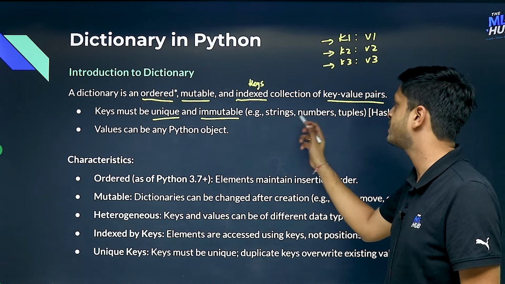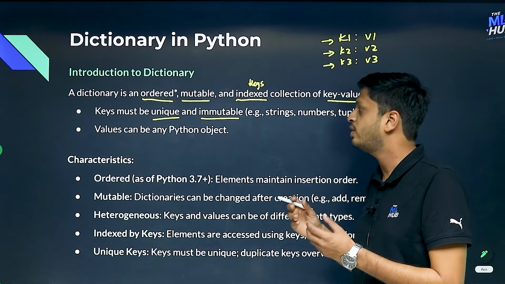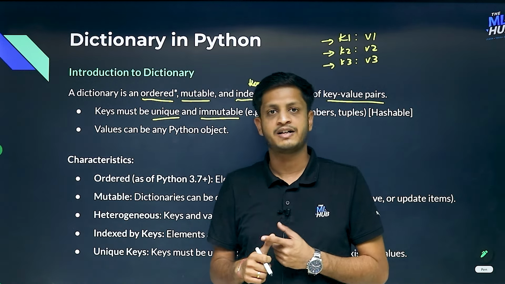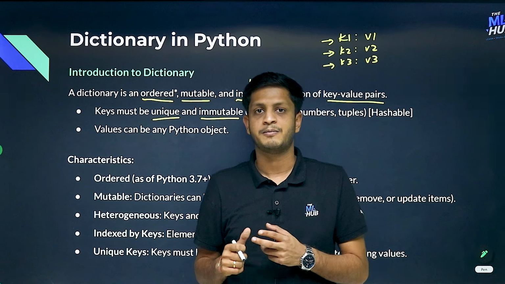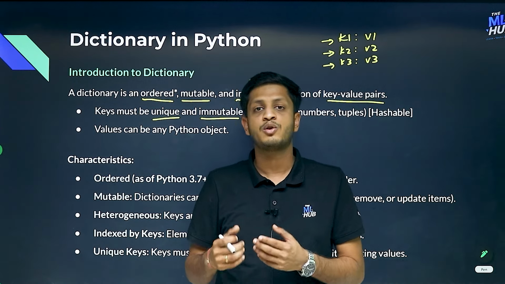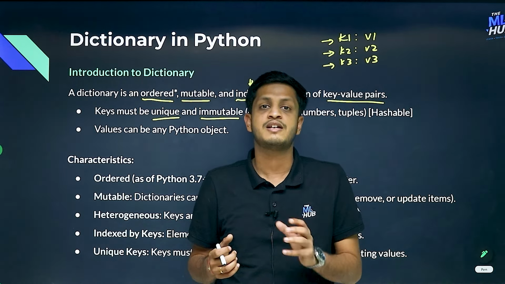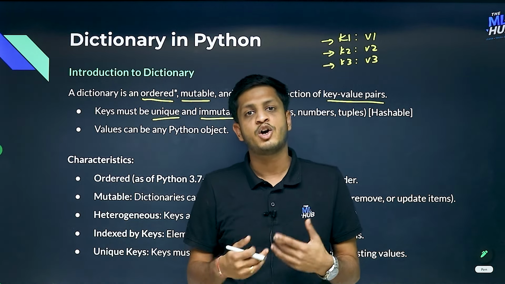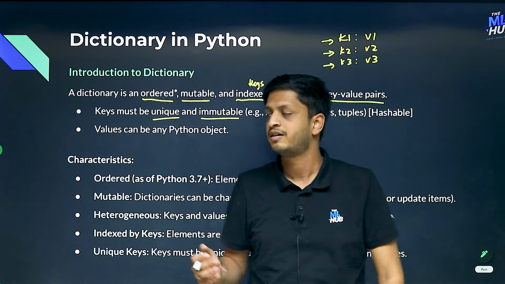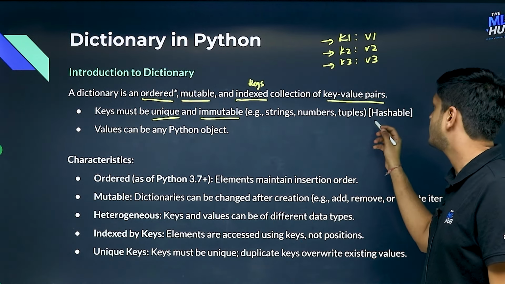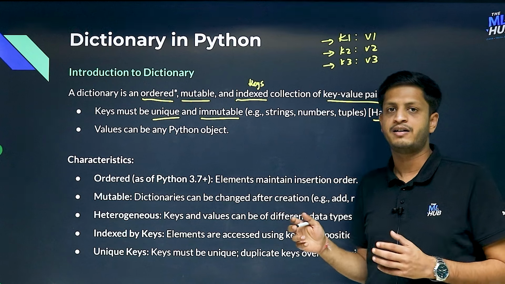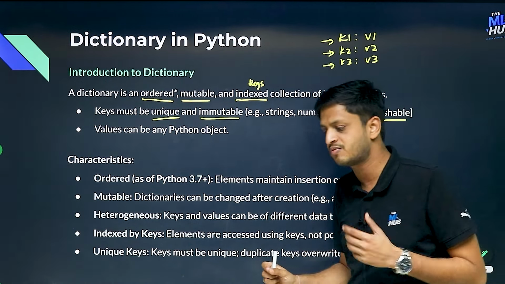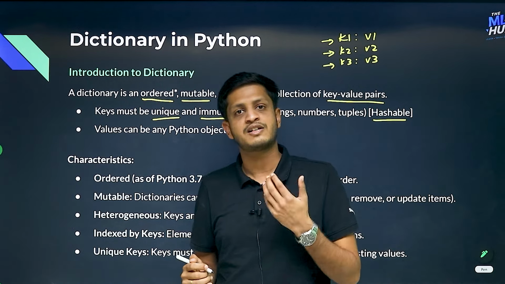Example: strings, numbers, tuples, etc. Only immutable objects are allowed. You cannot have a list as a key in a Python dictionary, or a set as a key, because lists and sets are mutable, and you also cannot have a dictionary as a key because dictionaries are also mutable. So list, set and dictionary cannot be a key inside a dictionary. They must be hashable. We will see this property again later, like what are hashable objects, and only hashable objects can be keys in dictionaries. This is because this is how dictionaries are stored in memory in Python.